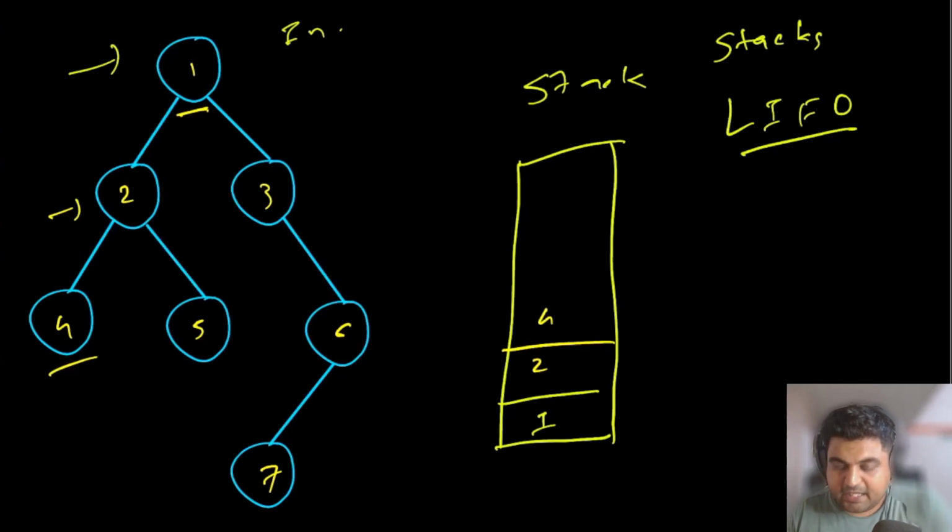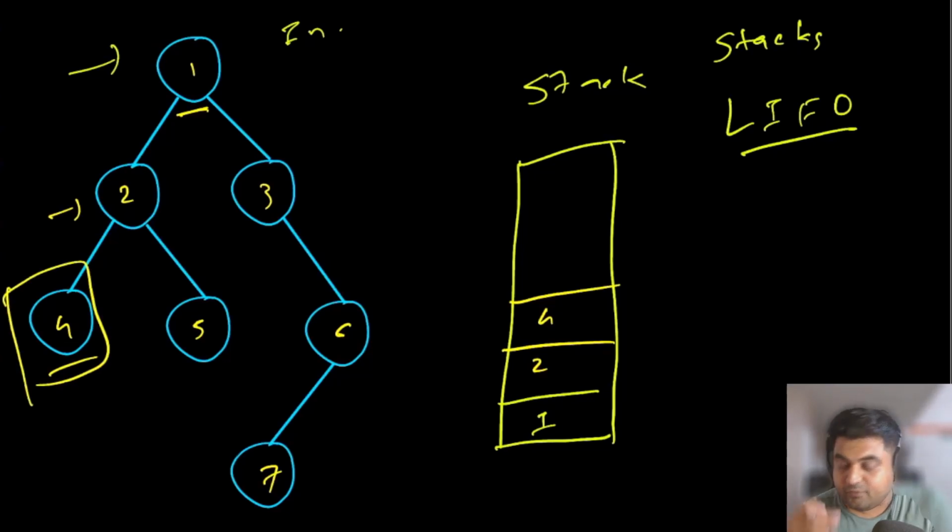So we are going to mark node number 4 over here. Again, for node number 4, does it have a left child? No. Because it does not have a left child, we will now have to process node number 4, so we are going to pop node number 4 out.